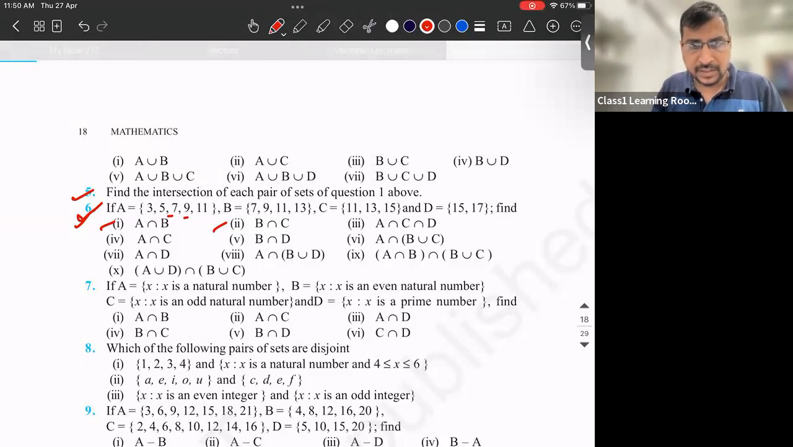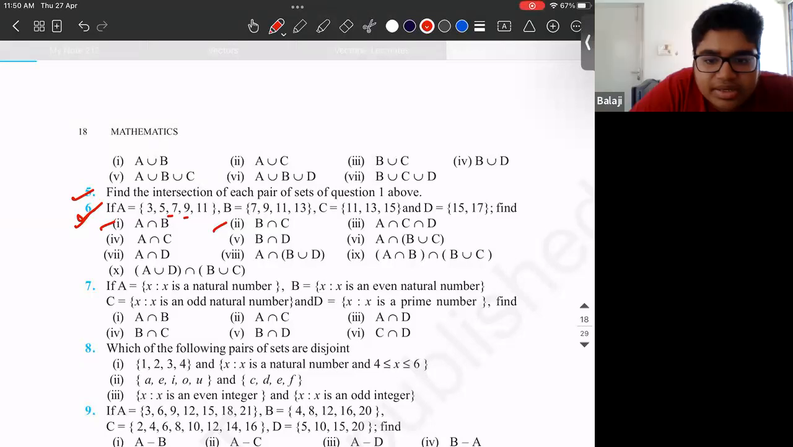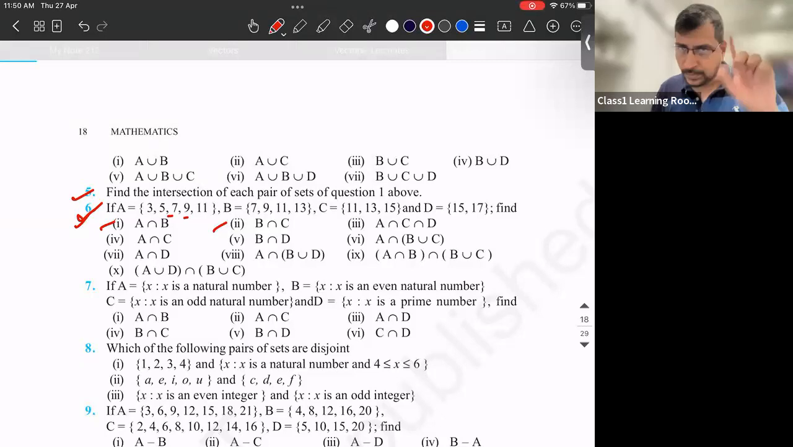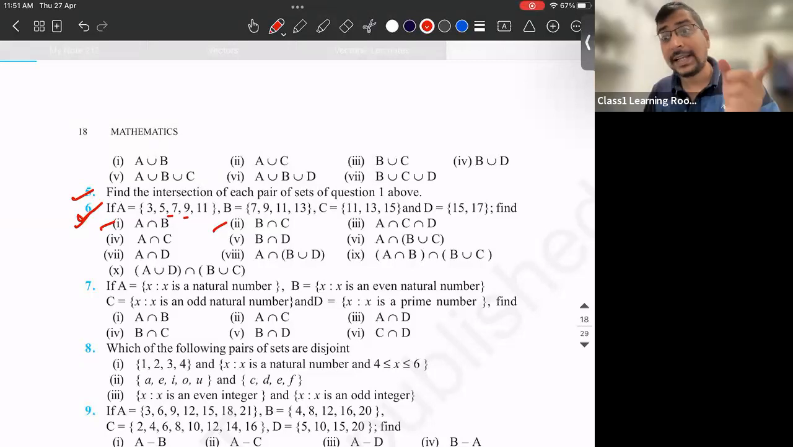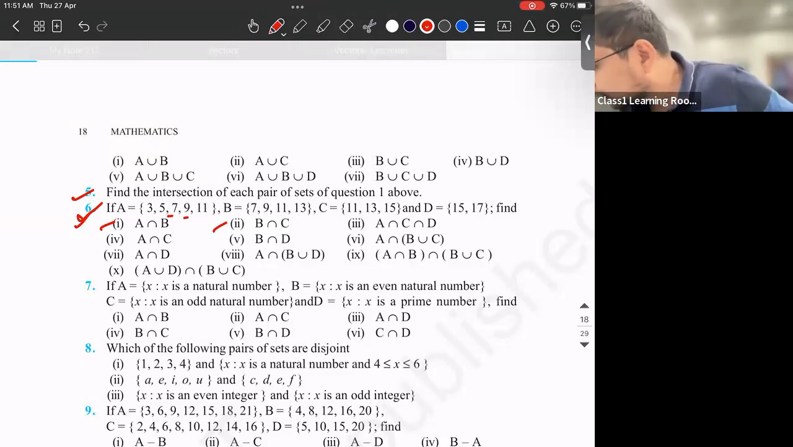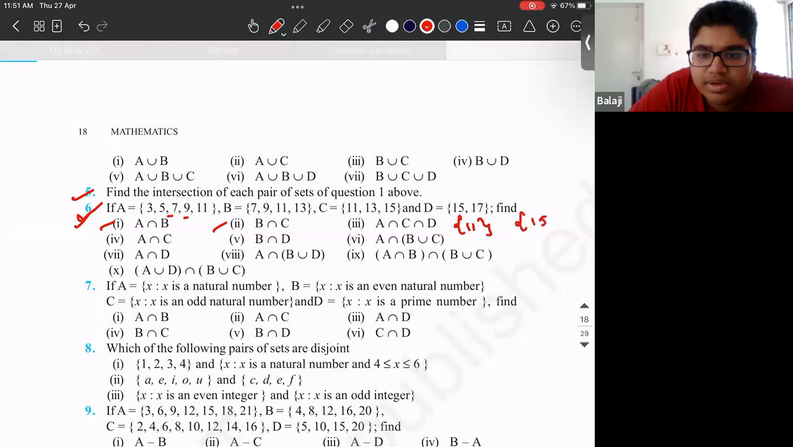What is A intersection C in the first place? A intersection C is 11. Yeah, okay. Only 11. What is there in D? In D, we have 15 and 17, but 15 and 17 are not present in set A intersection C. See, A intersection C is 11. This is 15, 17. Is there anything common in them?